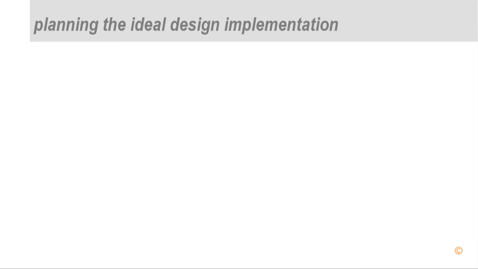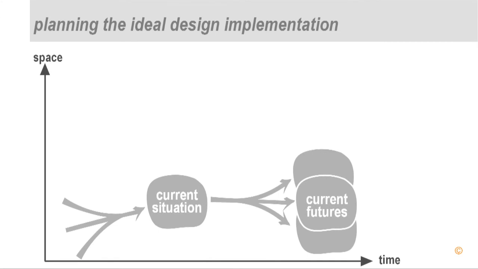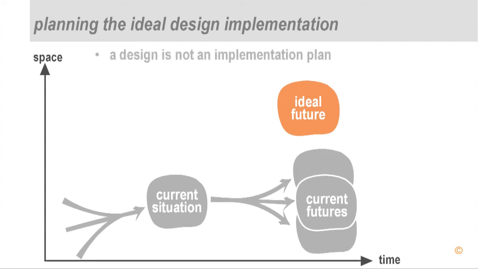Let us now look at planning the ideal design implementation. We are back to our picture of the current situation moving into the current futures, and we have developed an ideal future, an ideal design. Before we talk about implementation of your design, it is important that we remember that design is not an implementation plan. If one has a design and wants to implement it in a system without planning how to do that, it will cause huge chaos and conflict within the system.